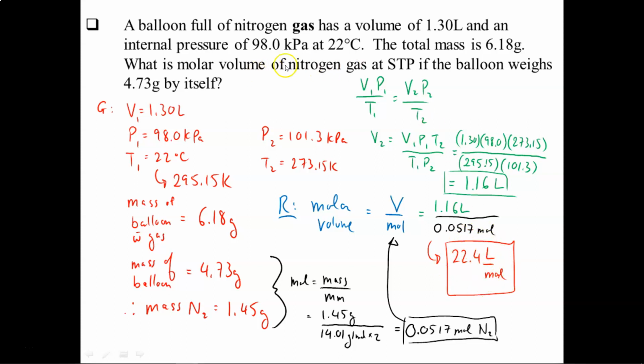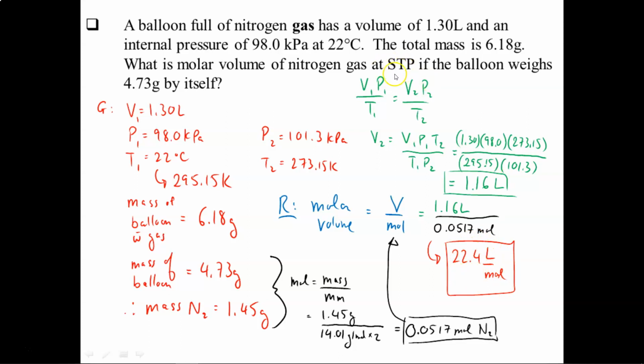There will be some questions in the textbook where you won't be able to solve it unless you remember this factoid, that any gas, its molar volume at STP will be 22.4 liters per mole. Just like this question, if you didn't know what STP was, 101.3 and 273.15, you wouldn't have been able to solve this question. So anytime you see STP in a question, 22.4 liters per mole should be in the back of your head.